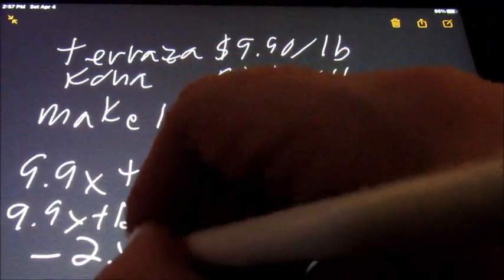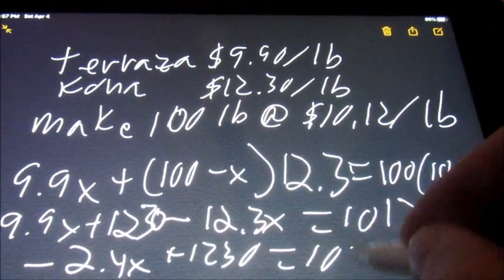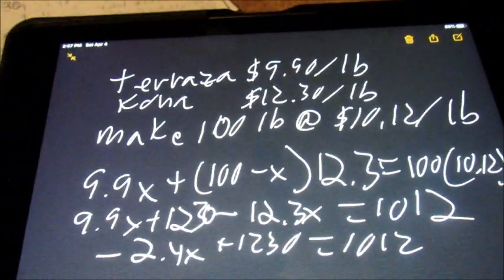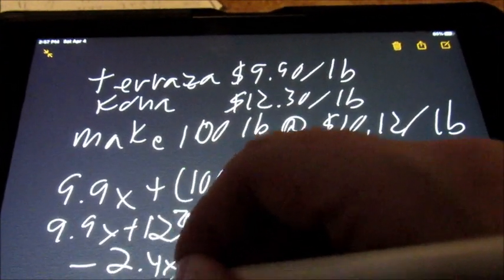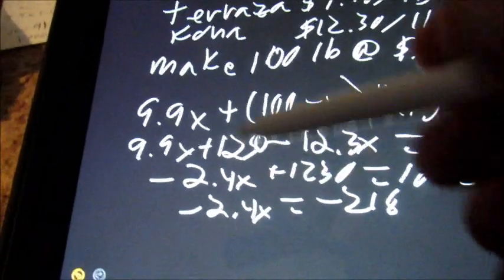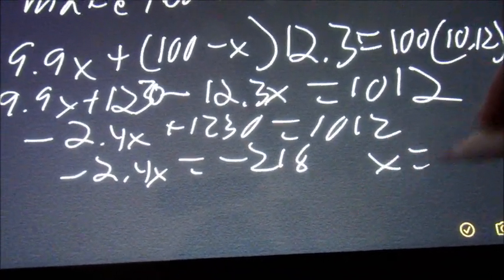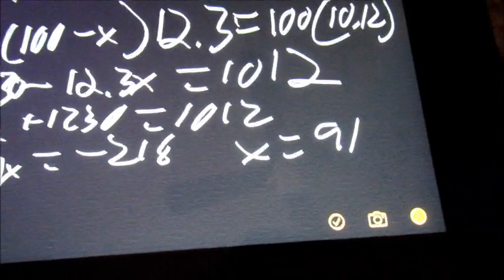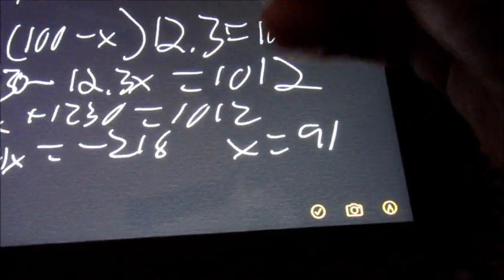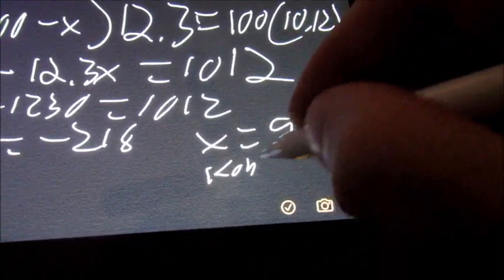So we can combine like terms and we get negative 2.4x plus 1230 equals 1012. Subtract the 1230 from both sides, we get negative 2.4x equals negative 218. Divide both sides by the negative 2.4, and x equals 91. So if we already have 91 pounds, we need a total of 100 pounds. That means the Kona will equal 9 pounds.